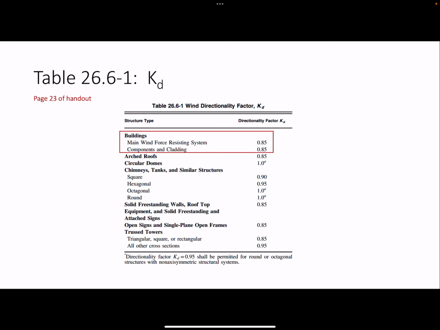All right, so moving on then. The directionality factor, this you can find on page 23 of your handout. And at the very top, you can see where it says 0.85 for buildings. And then you can see the other options below, right? So like chimneys and things would have a higher directionality factor and so on.